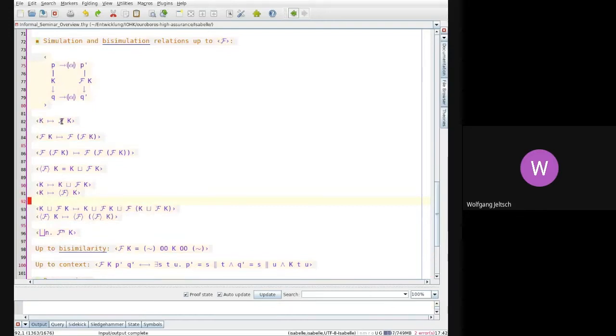So from k progresses to f of k, we can kind of trivially conclude that k progresses to the extension of f to k. So what now? So what we want to get to is that we don't take this union, but this union here.